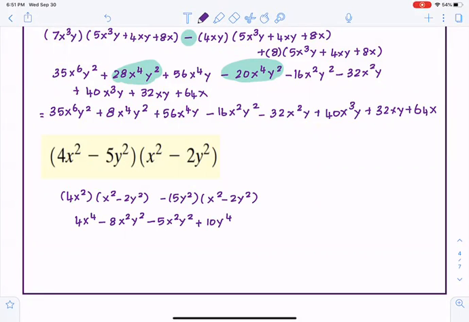So the middle two terms, well, let's start at the beginning. There isn't another x raised to 4 term, so I'm going to leave it as is. x squared y squared, there are two terms. One is negative 8x squared y squared. The other is negative 5x squared y squared. If I combine them, I would have negative 13x squared y squared. The last one is y raised to 4, and it is by itself.